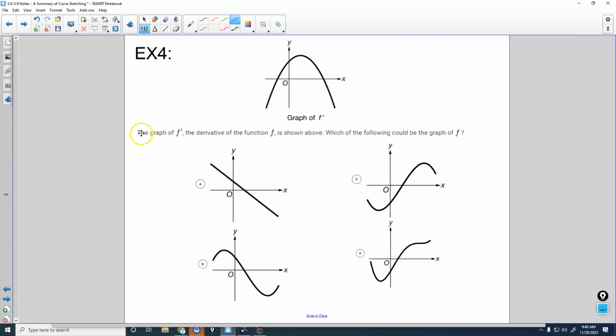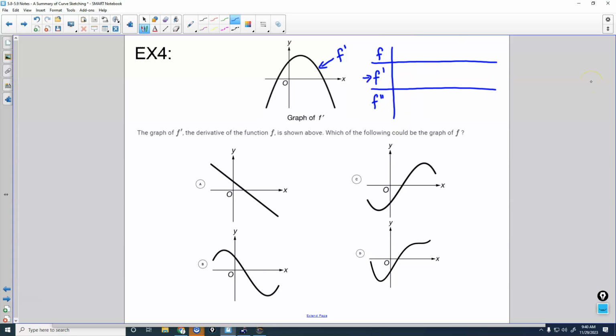All right, the graph of f prime is shown above. So it is really important for you to know what you're looking at. You are looking at f prime, which could be the graph of f. So we are looking at the derivative, right? In our chart, where we've got our f double prime, we are looking at this line right here. That's what we can see.